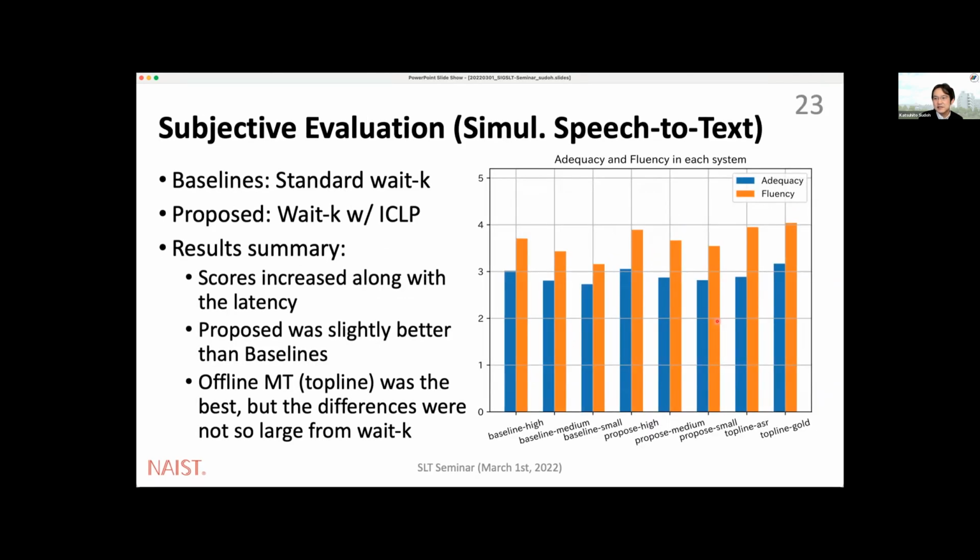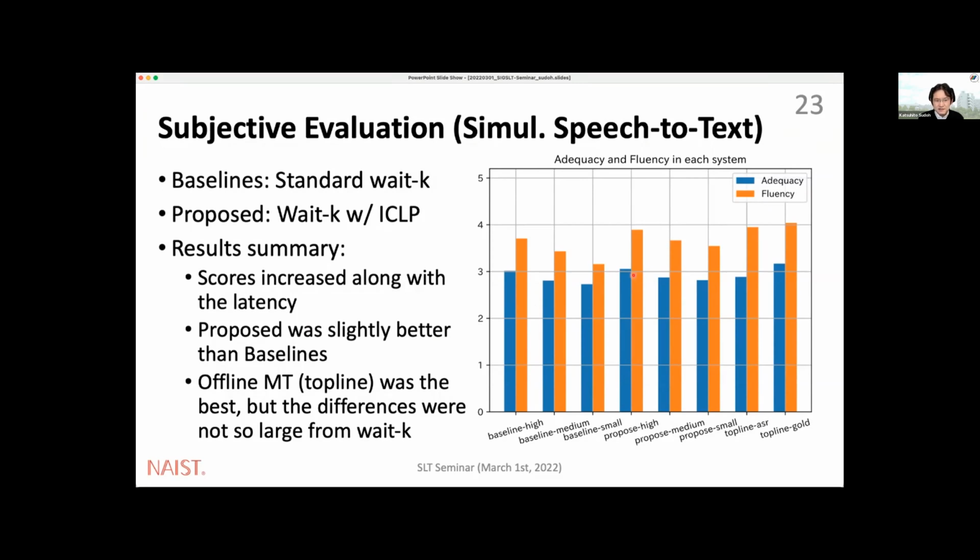We also tried this ICLP, the proposed method, in our speech-to-speech translation system, and we also evaluated the speech-to-text conditions by subjective evaluation of adequacy and fluency. We tried this one and compared it with the baselines using wait-k. We got a slight improvement over the different latency regimes.